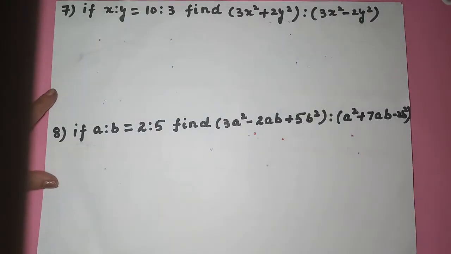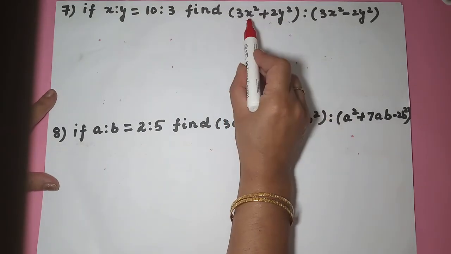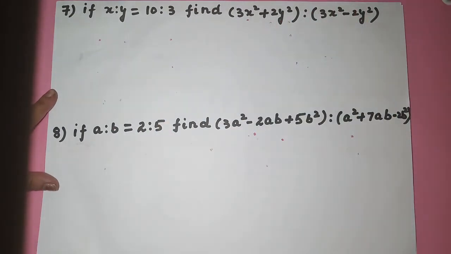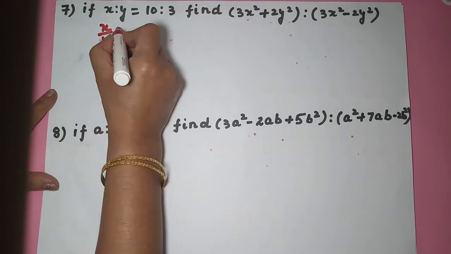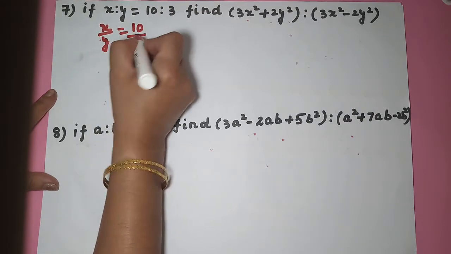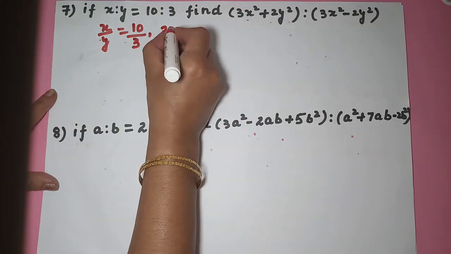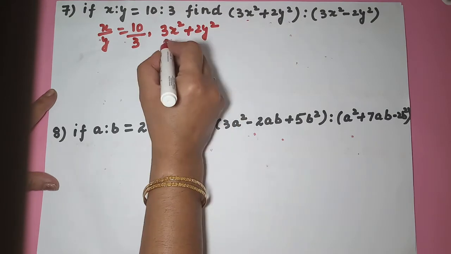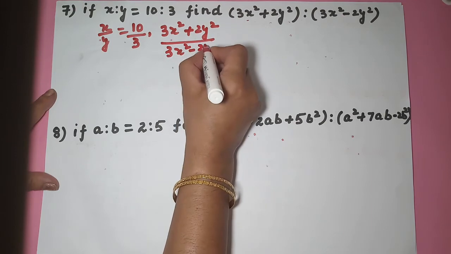So let's take some more questions. This time, instead of having x and y here, we have x square and y square, right? In both the ratios. Let's see how we will do it. Now, x upon y is given as 10 upon 3. And my expression is 3x square plus 2y square divided by 3x square minus 2y square.